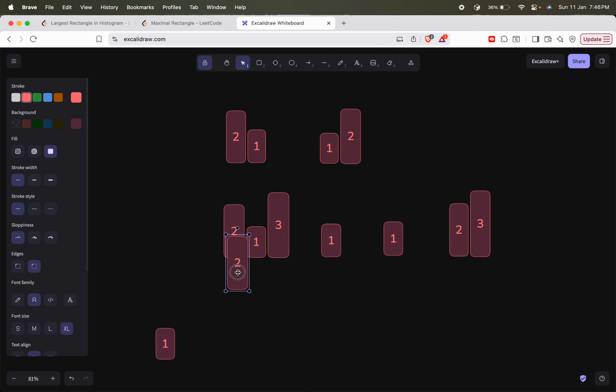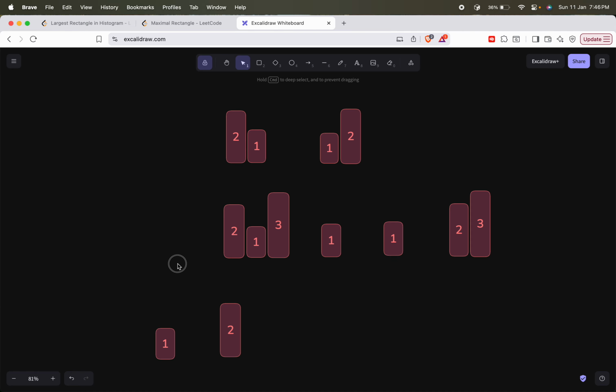Now I encountered 1. Is 1 greater than the top of the stack? No, it's not. That means I have to remove this element from the stack and calculate its area. So the area would be 2 times the current index 1 minus the index at which the popped element resides. The popped element resides at index 0. So 1 minus 0 is 1, times the height of this bar, which is 2. So the area so far would be 2.